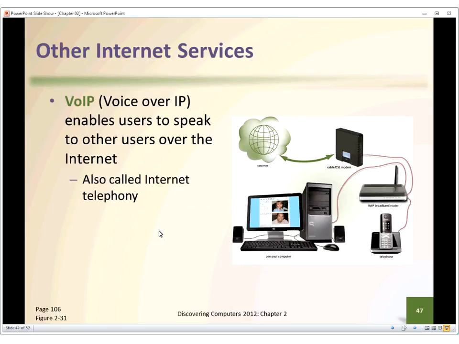Voice over IP, or VoIP, enables users to speak to other users over the internet. It's also called internet telephony, right? And programs like Skype and Google Talk actually let us communicate like we would over the telephone, via the internet.